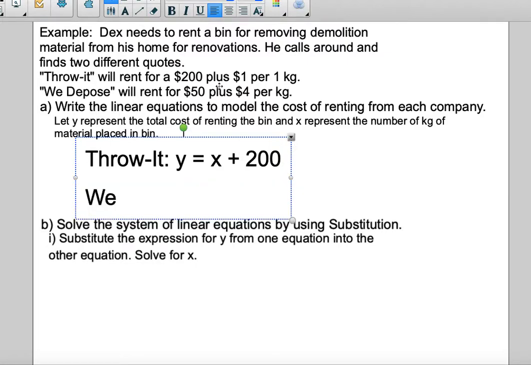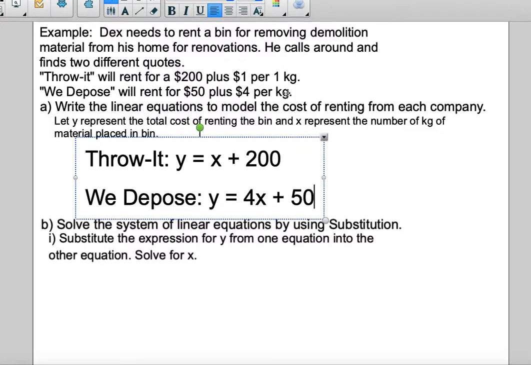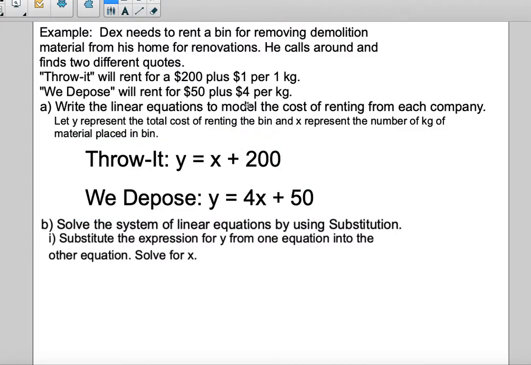The second company, We Depose, we would have y equals, because that's our total cost. Our rate of change would be $4 per kilogram plus an initial fee of $50. So we've got these two equations here. So remember, when we use substitution method, we want to rearrange in terms of another variable. So the way we have it written, we have y equals, so it's a single y, and it's equal to the x value plus the fixed cost in both equations.